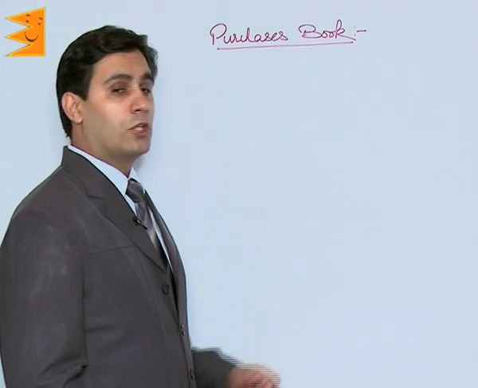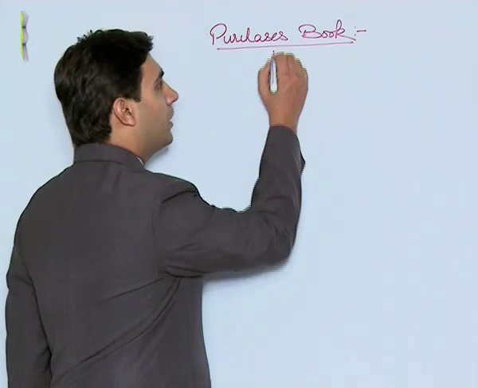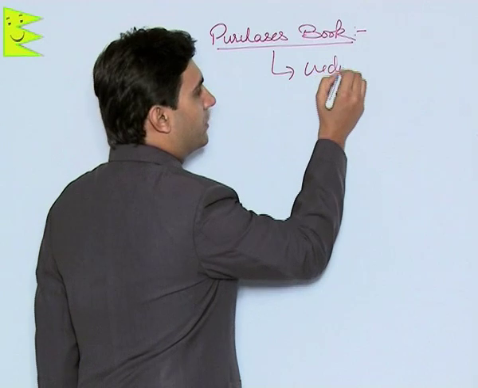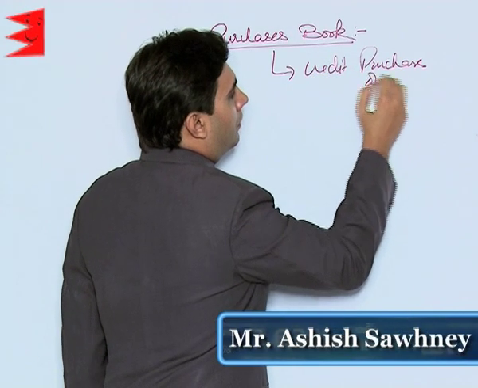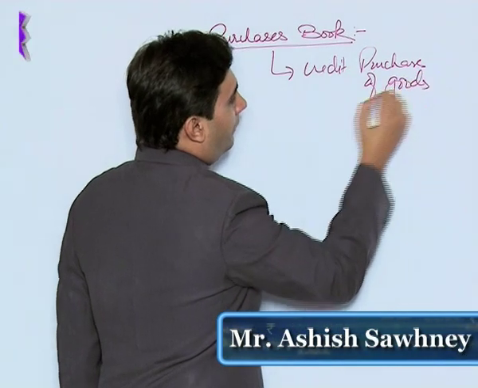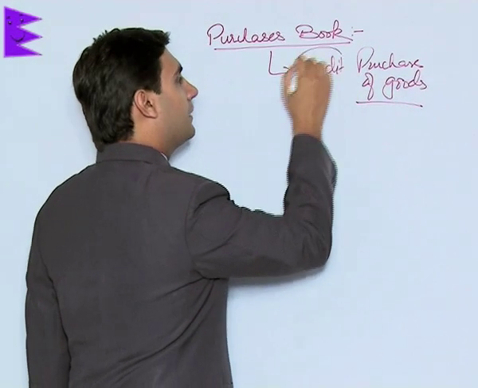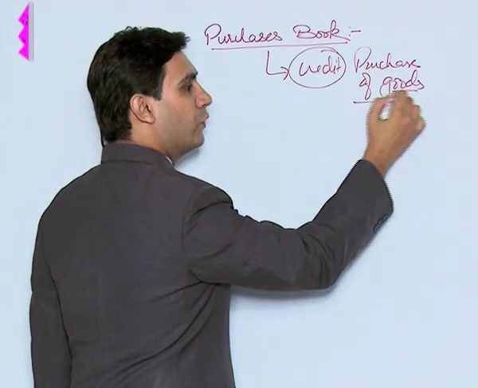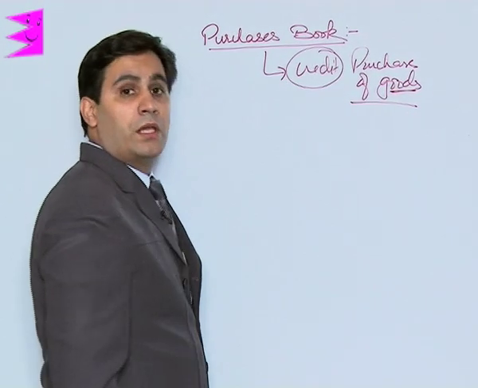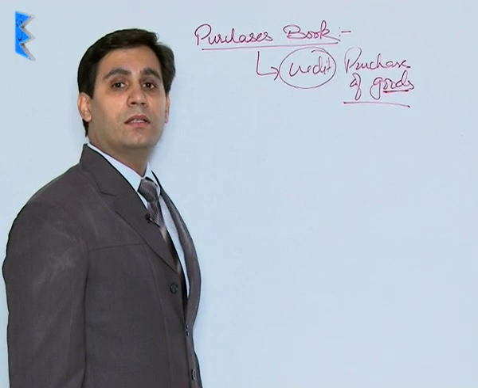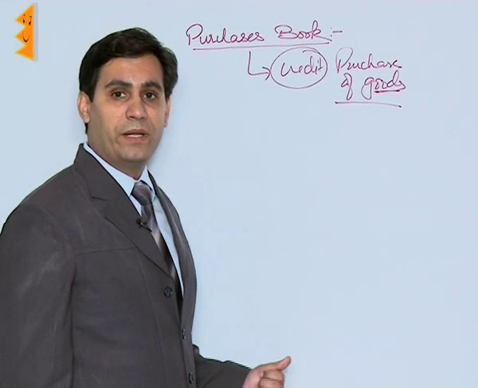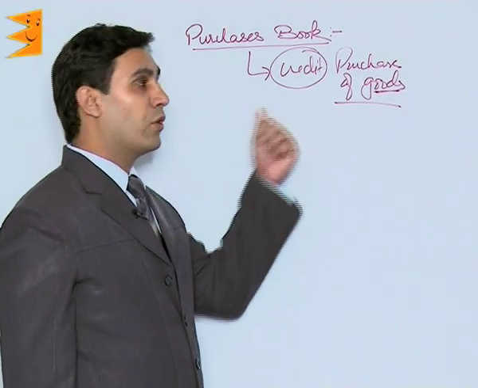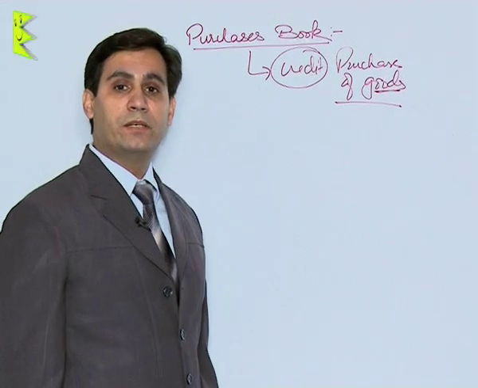Purchases book. Now purchases book is used to record credit purchase of goods. Now students, it is important to understand here that it is the credit purchase of goods. By goods we mean, if we are a trading firm, then the things that we trade in, and if we are a manufacturing firm, then raw materials. And what is important is that these purchases should be on credit basis.